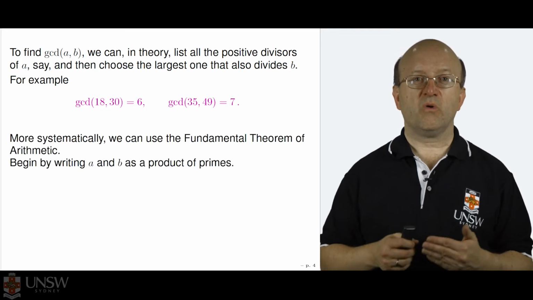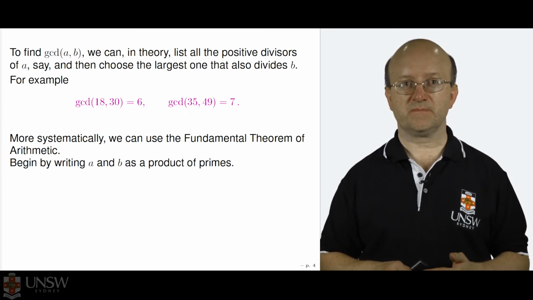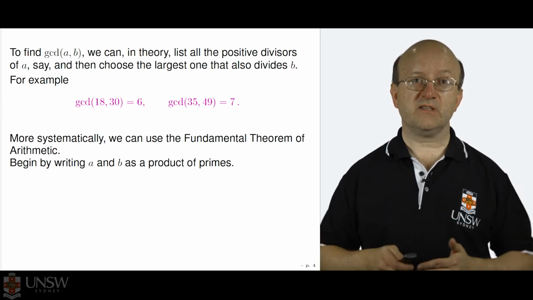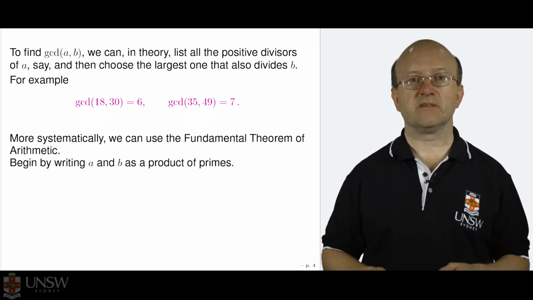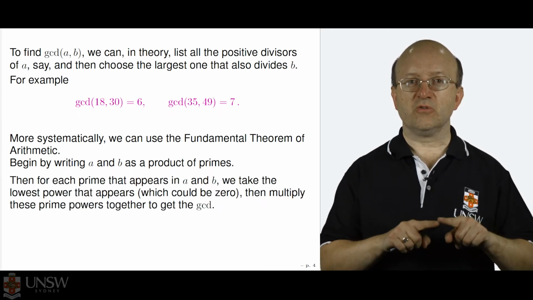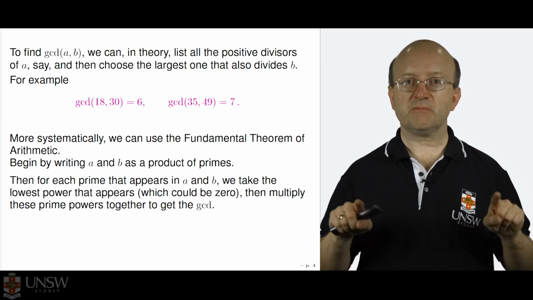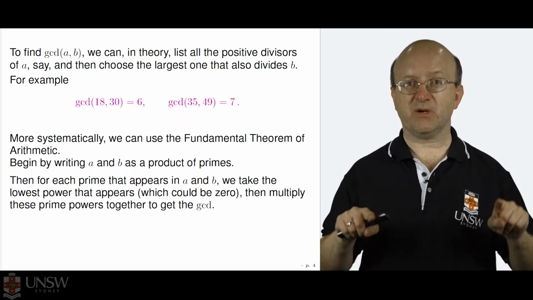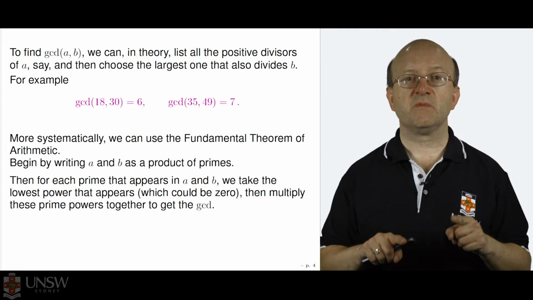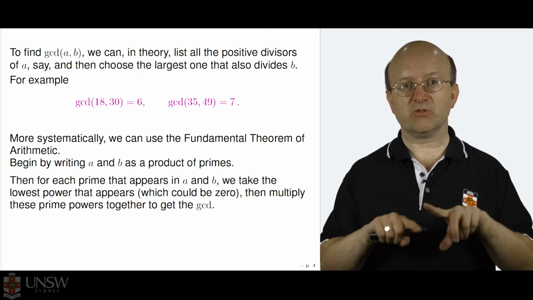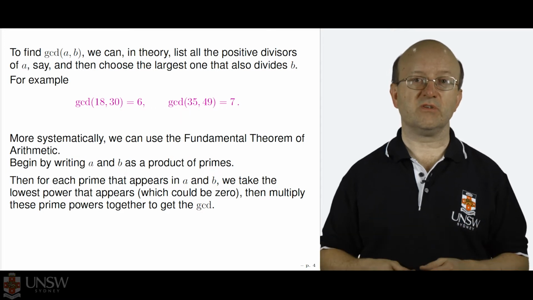Well, one systematic way of doing it is to use the fundamental theorem of arithmetic that we met in the previous video. To find the GCD of a and b, you write the two numbers a and b as a product of primes, assuming you can do that. Then you look at each prime that appears in either a or b, and you take the lowest power that appears for each prime. Now that could be 0, and typically will be, as you'll see in the examples in a few minutes. What you then do is take these lowest powers of all the primes that appear in a or b, multiply them together, and that will give you the GCD.